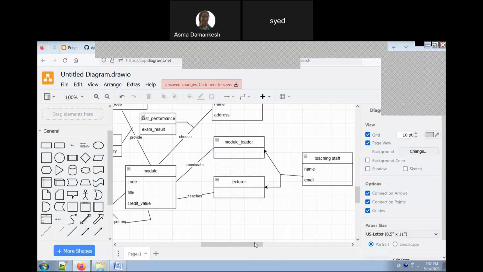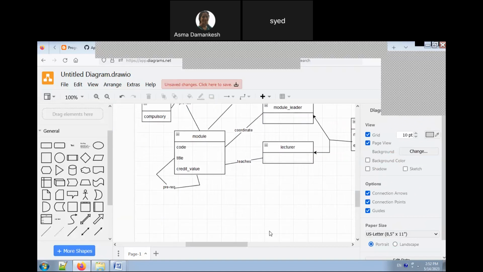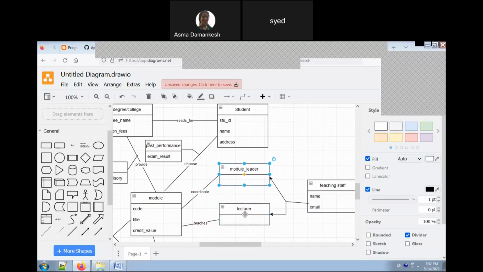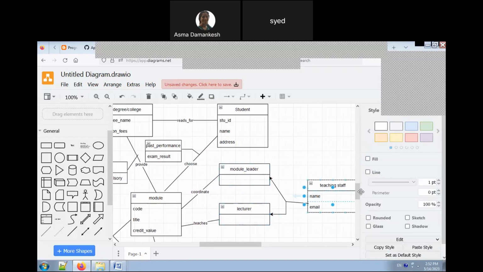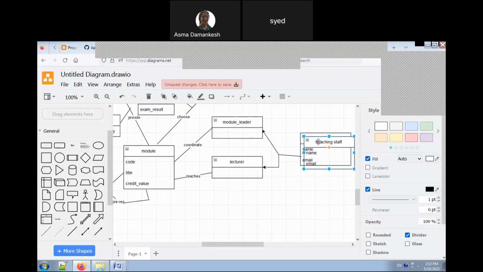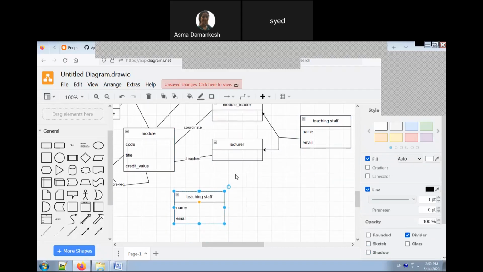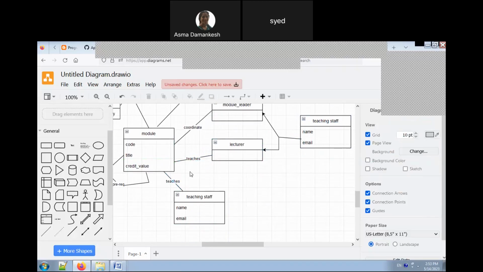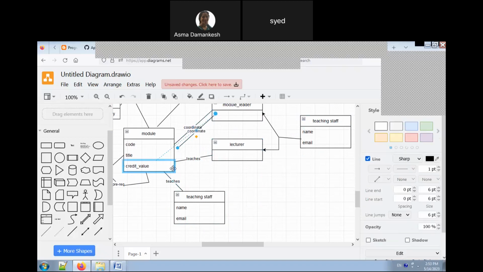Okay, this is one way to do it. Now, is there a better way to do it? Yes. Since these two don't have any attribute that is different from the parent attribute, another way to do this is this. Since the only difference is the relation, I will not create a separate entity. I will just create different relations. That is saying, the teaching staff can teach or can coordinate.